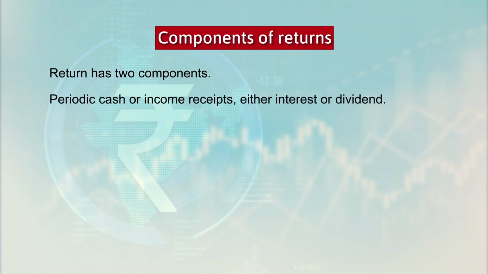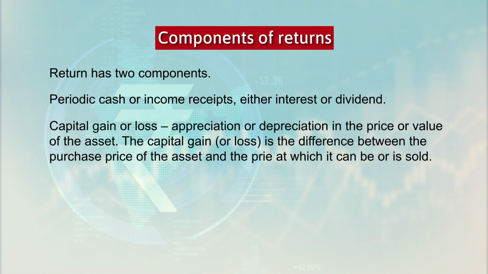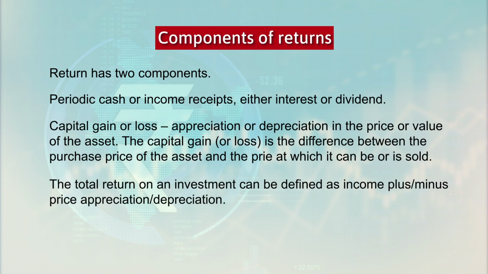The first one, we call it periodic cash or income receipts, and this is mainly in terms of either interest or dividend. And then we also have the concept of a capital gain or capital loss. It basically implies appreciation or depreciation in the price or the value of the asset. The capital gain or loss is the difference between the purchase price of the asset and the price at which it is sold. The total return on an investment can be defined as income plus or minus price appreciation or depreciation.